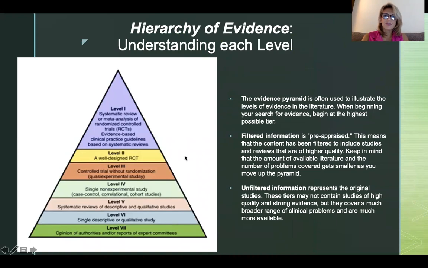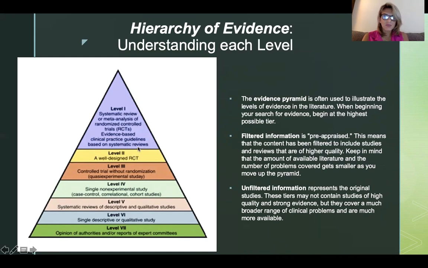First thing I wanted to review in this particular PowerPoint, again, is the hierarchy of evidence. You're going to notice that there are multiple versions of this particular pyramid that offers you the different levels. As we had said before, and many times I'll just keep reiterating it, the top 2-3 levels are the highest levels of evidence. And that's where you want to focus getting your research and your articles from, is research that's based around level 1, level 2, and level 3 evidence. Now, you have to remember the evidence pyramid is often used to illustrate the levels of evidence in literature. And you always want to begin at the highest possible tier.